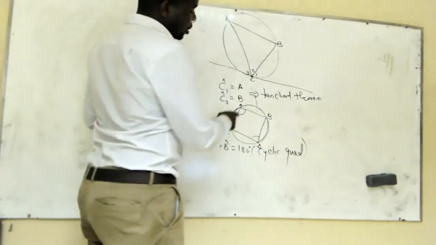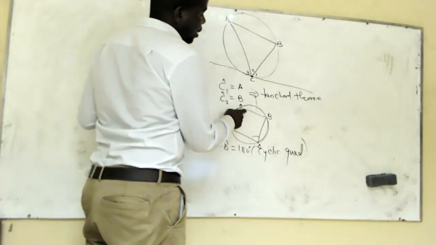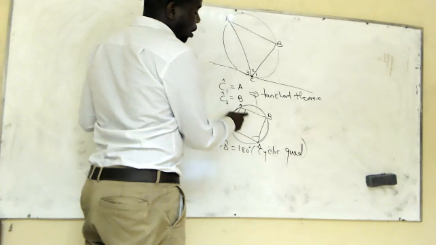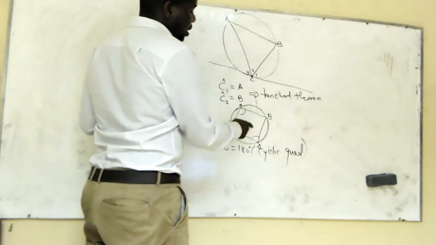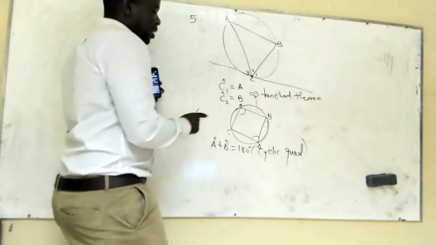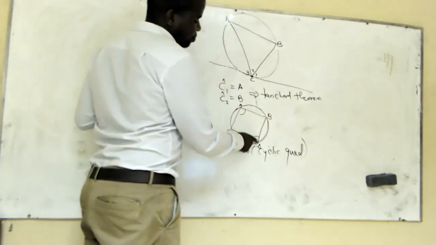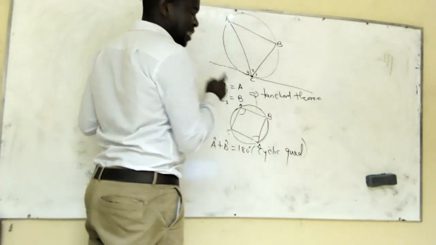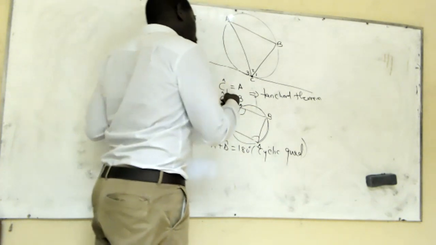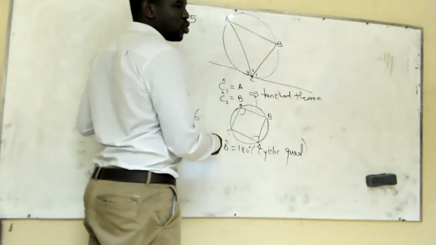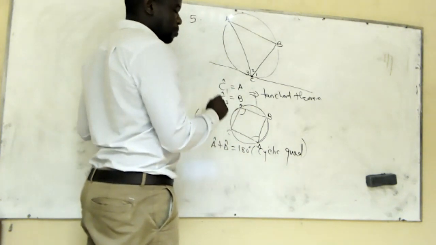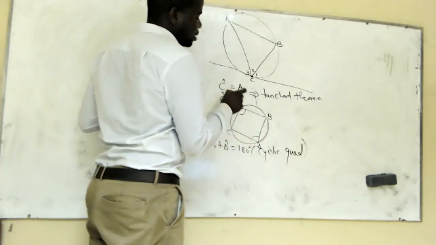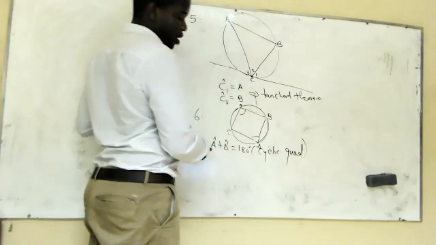So the opposite angles inside the parallelogram, they are equal only if we have a cyclic quad. This is the cyclic quad if all the vertices of the parallelogram are on the circumference. If they are not on the circumference, this theorem does not apply. You must get that right, because it's important that all the vertices must be on the circumference for this theorem to apply.